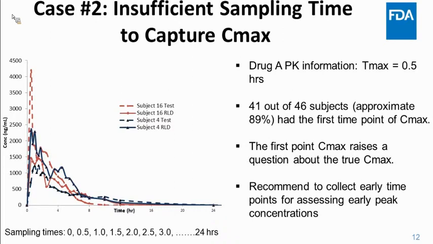schedule. Per PK endpoint guidance, failure to include early sampling time, like between 5 to 15 minutes, leads to the first sampling time being the C maxima, and may lead FDA not to consider the data from the affected subject in the data analysis.